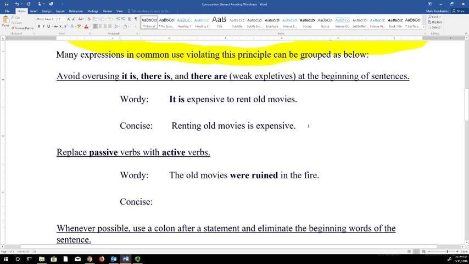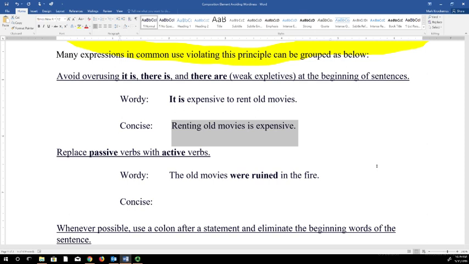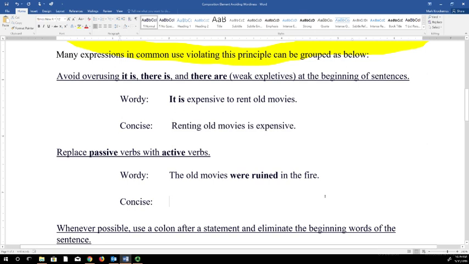What did I do here? It's virtually the same sentence, but it's not weak, it's not flat. The writing has a lot more pop to it. It's a lot more active. It's not passive. And it has fewer words. Much better sentence: Renting old movies is expensive. Much better. Let's take a look at the next example.